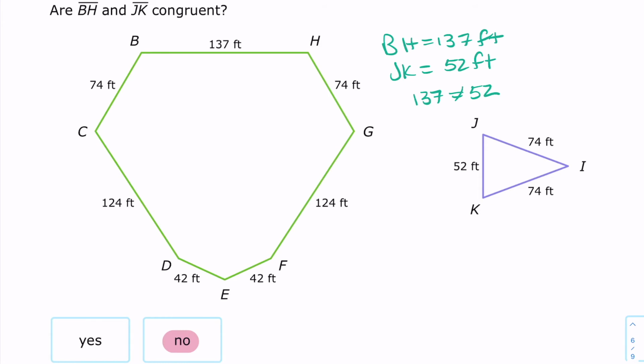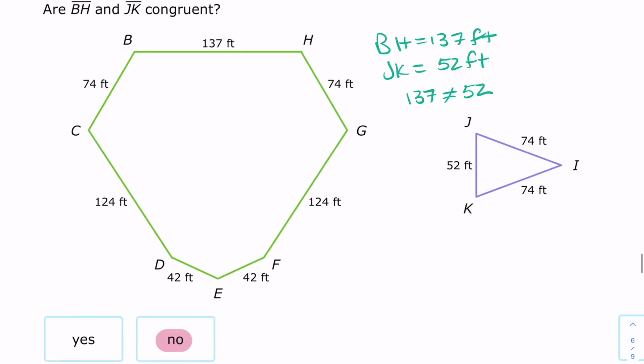Okay, so we wouldn't even write it as a congruent statement because they are not. The only things that are congruent are like JI and IK with HG and BC. So we just have to be careful which pieces they're asking for. All right.